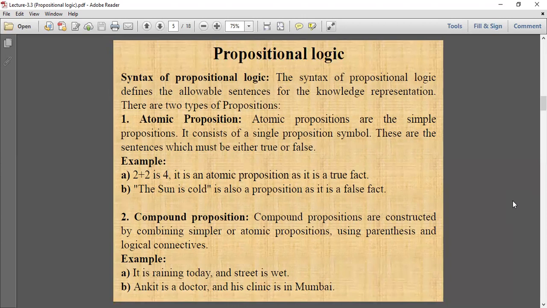Second is compound proposition. Compound propositions are constructed by combining simpler or atomic propositions using parentheses and logical connectives. It is raining today and street is wet. So and is the connective. Ankit is a doctor and his clinic is in Mumbai. So and is a connective.